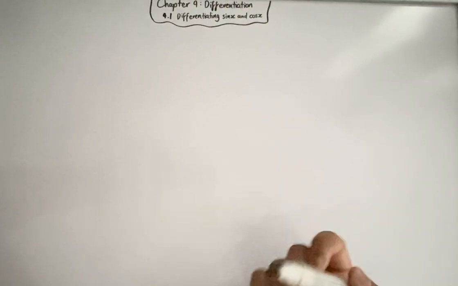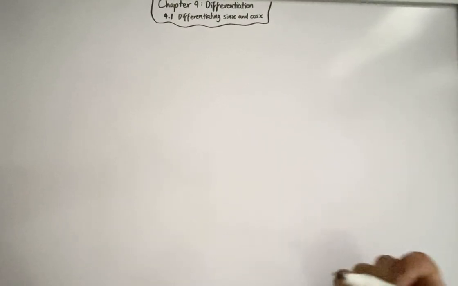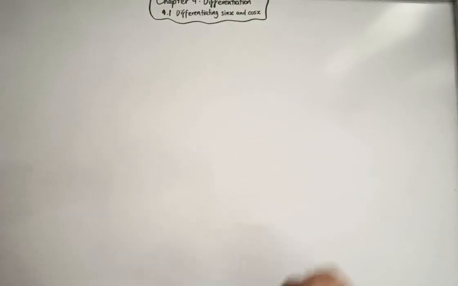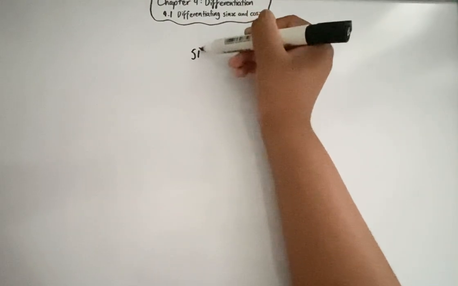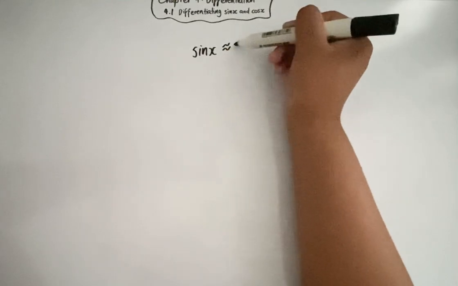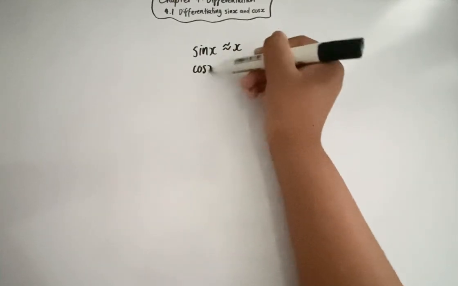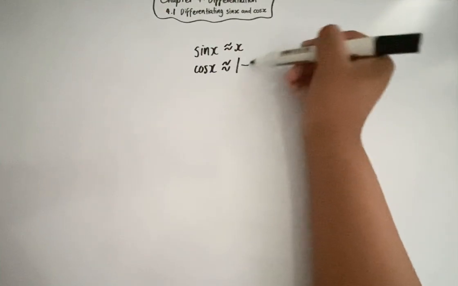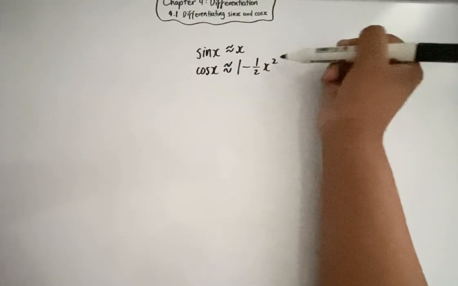Chapter 9, Differentiation. Lesson 1, Differentiating sin x and cos x. You need to know how to differentiate sin x and cos x from first principles. In calculus, the angle will always be measured in radians, and it allows you to use the small angle approximations. Sin x is approximately x, and cos x is approximately 1 minus a half x squared.